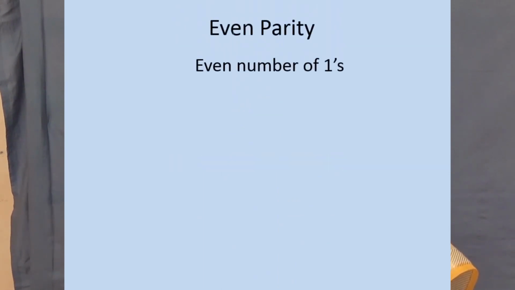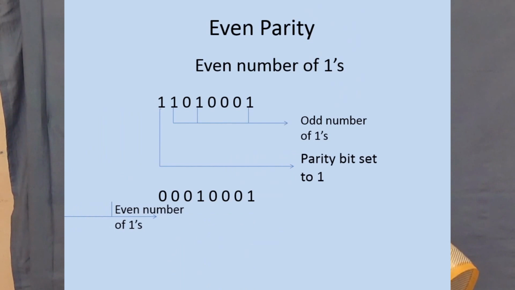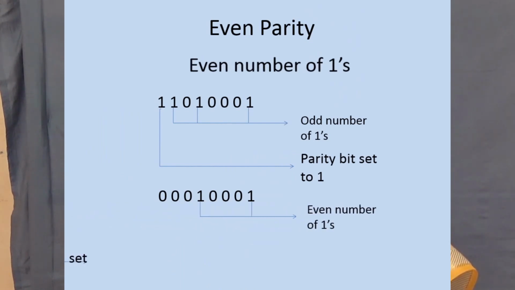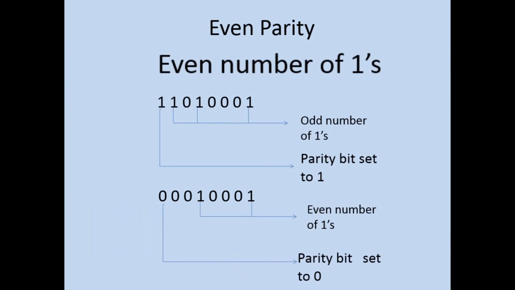In even parity, the total number of ones in a byte is always even, that is 2, 4, 6 or 8. If odd number of ones are there, then the parity bit is set to 1. If even number of ones are there, then the parity bit is set to 0.